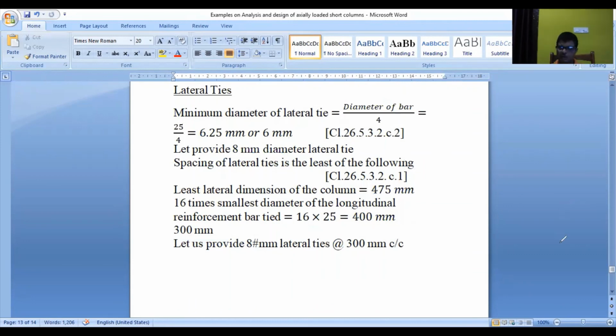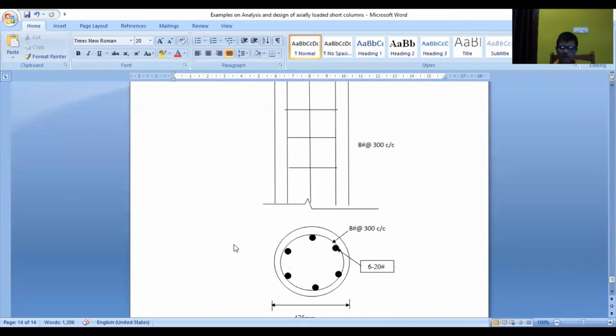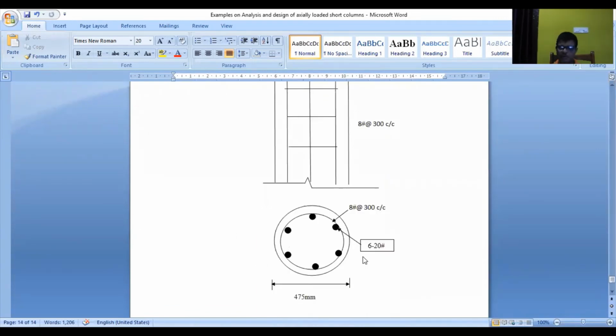Now let us do the detailing part. Once you complete this, it is a circular column now. Earlier it was rectangular or square, now it is a circular column. So this is the diameter of the circle. Now this distance is the cover value, that is 40 millimeter, 40 on both sides. So this dimension will be 320. The cover will be provided in all cases of the column, rectangular, square, or circular.